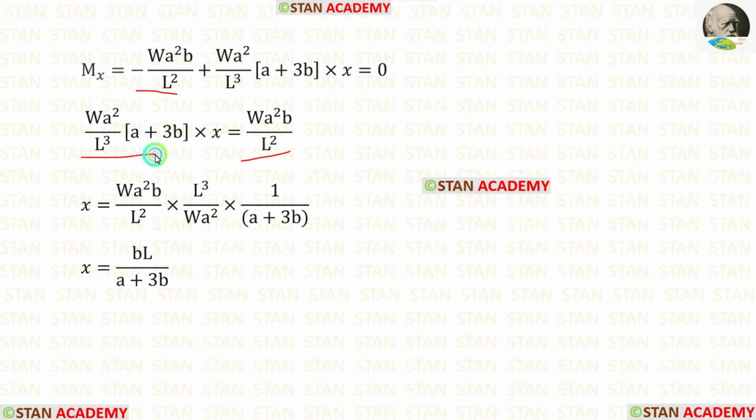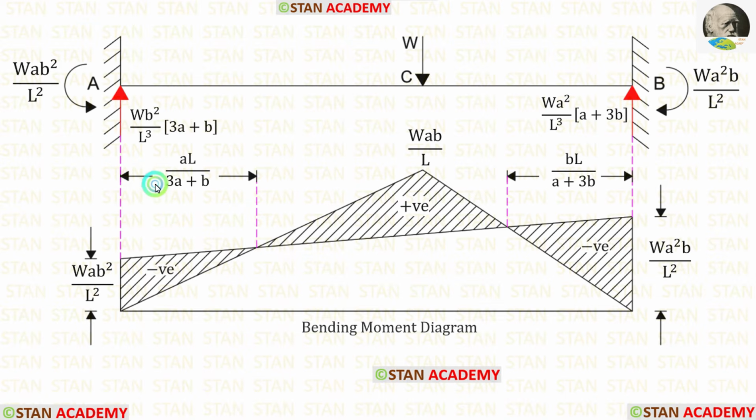Then let us take this term to the right side. So it will come inversely. Then let us eliminate W A square, also cube and L square. Finally, we are getting x is equal to BL upon A plus 3B. We have made the formulas for the distance of the point of contraflexure on both of the sides.